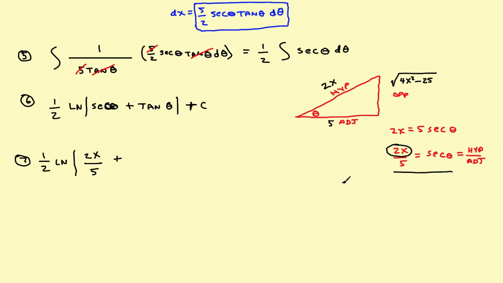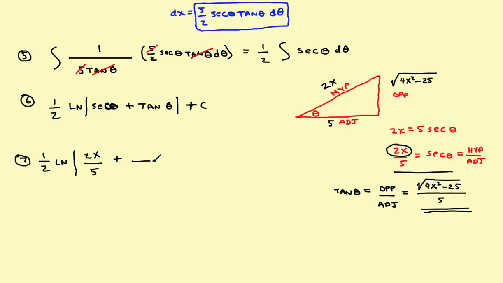Now you also need the tangent of theta. Just a reminder, the tangent of theta is equal to the opposite over the adjacent. Now just look at your triangle to get this right. The opposite side is the square root of 4x squared minus 25, and the adjacent side is 5. So this is what the tangent of theta is equal to. So go ahead and put that in right here.